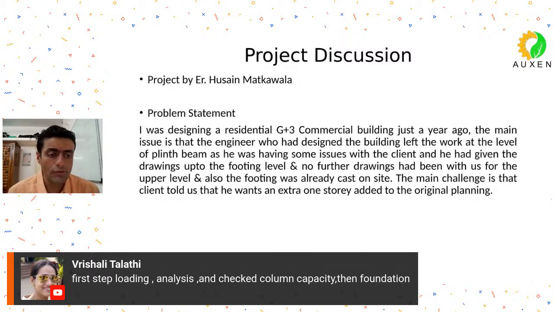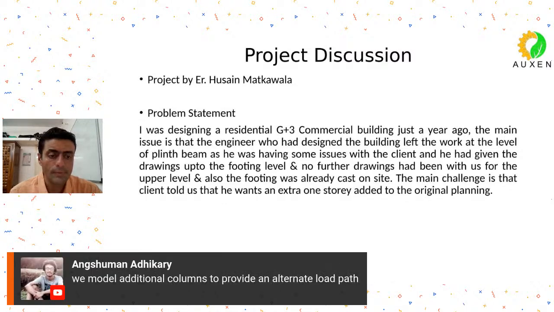So Rishali is saying first step is loading, analysis, check column capacity, then foundation. Very good. So she has written in a proper step by step order. So my question is that if your footing is not safe, by not safe I mean that your footing bearing pressure exceeds the bearing capacity because of that extra story. What do you do?